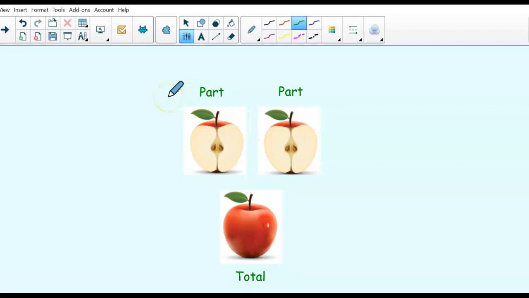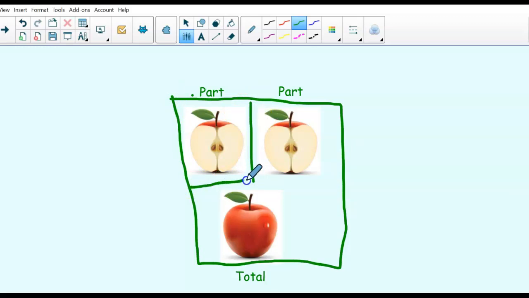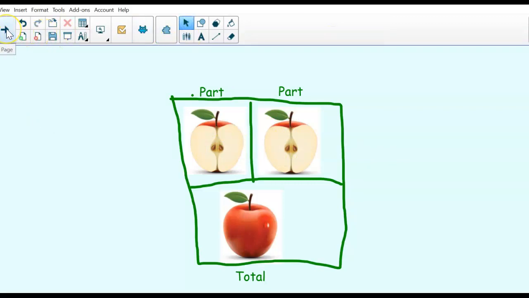Remember in class, boys and girls, we drew a square just like this, a line down to the center, and then a line going across. And we wrote part, total to remind us of our total amount of an apple and our two parts of an apple. Well, let's use what we remember to solve the problem on the next slide.